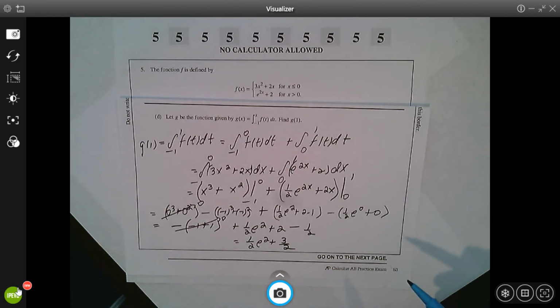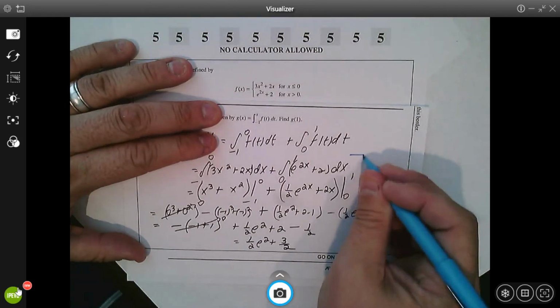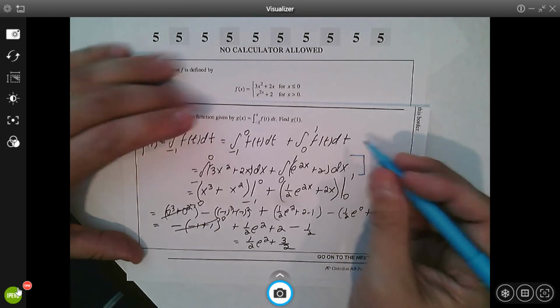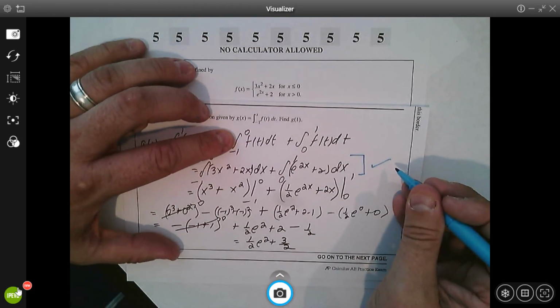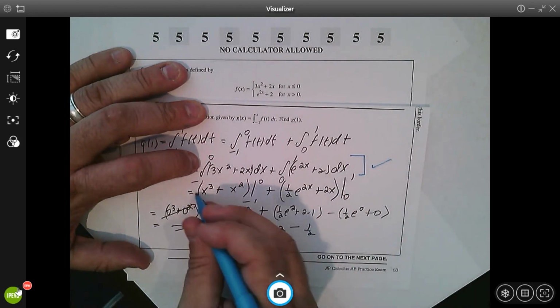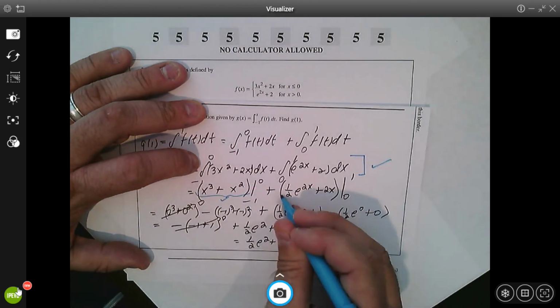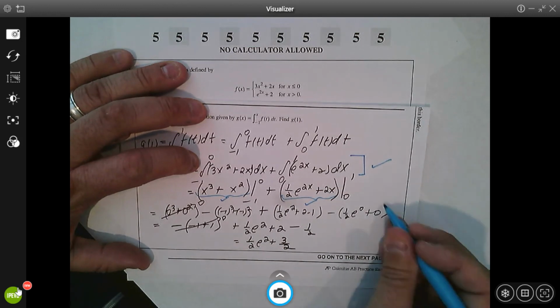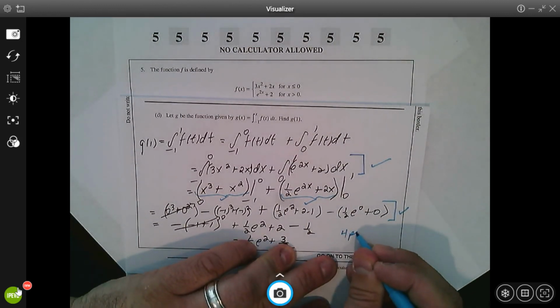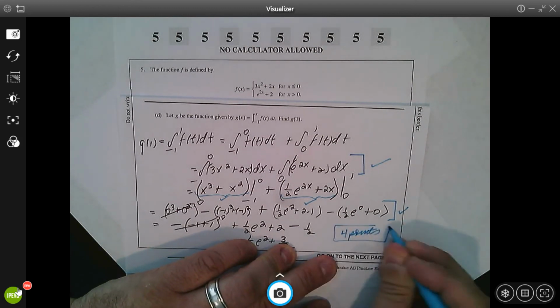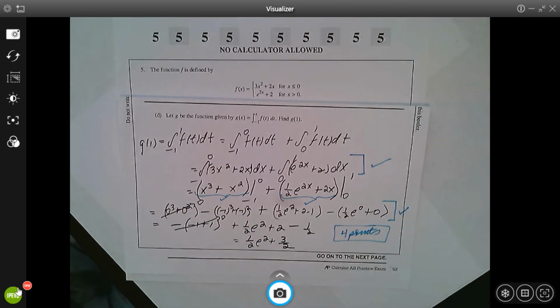Let's look at where the points come from. 1 point came from splitting your integral into 2 different integrals. They awarded 1 point for each antiderivative, and then 1 point for the evaluation with no simplification needed. So that's 4 points, and that, my friends, is the end of question number 5. Nice job.